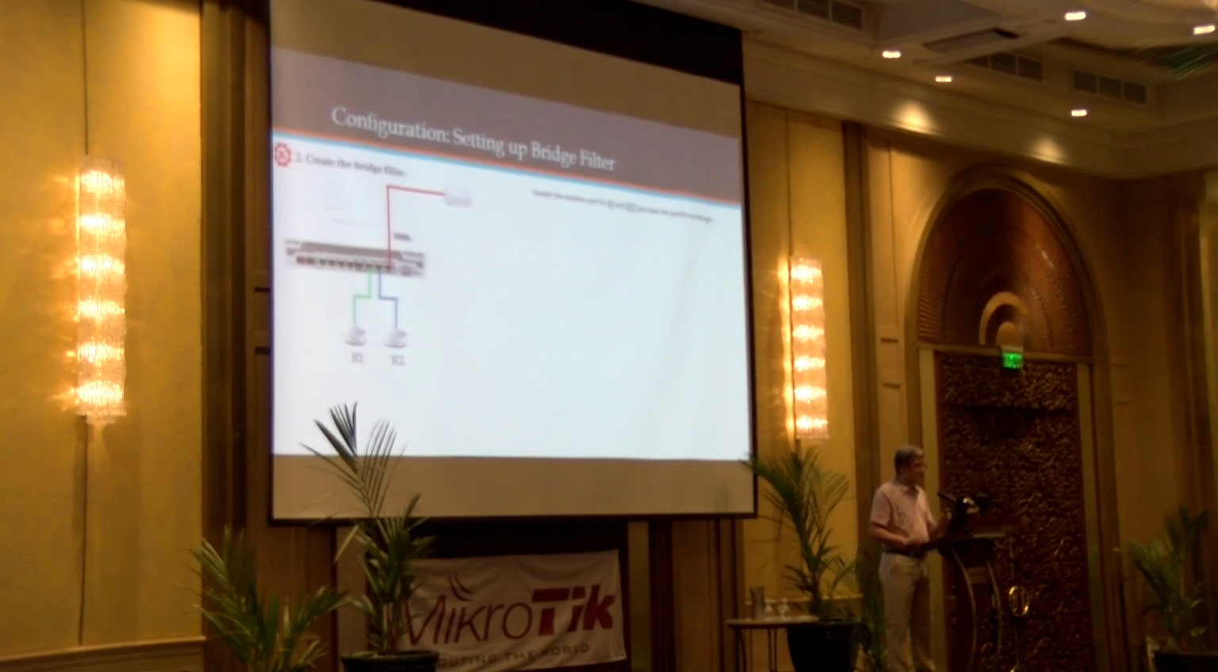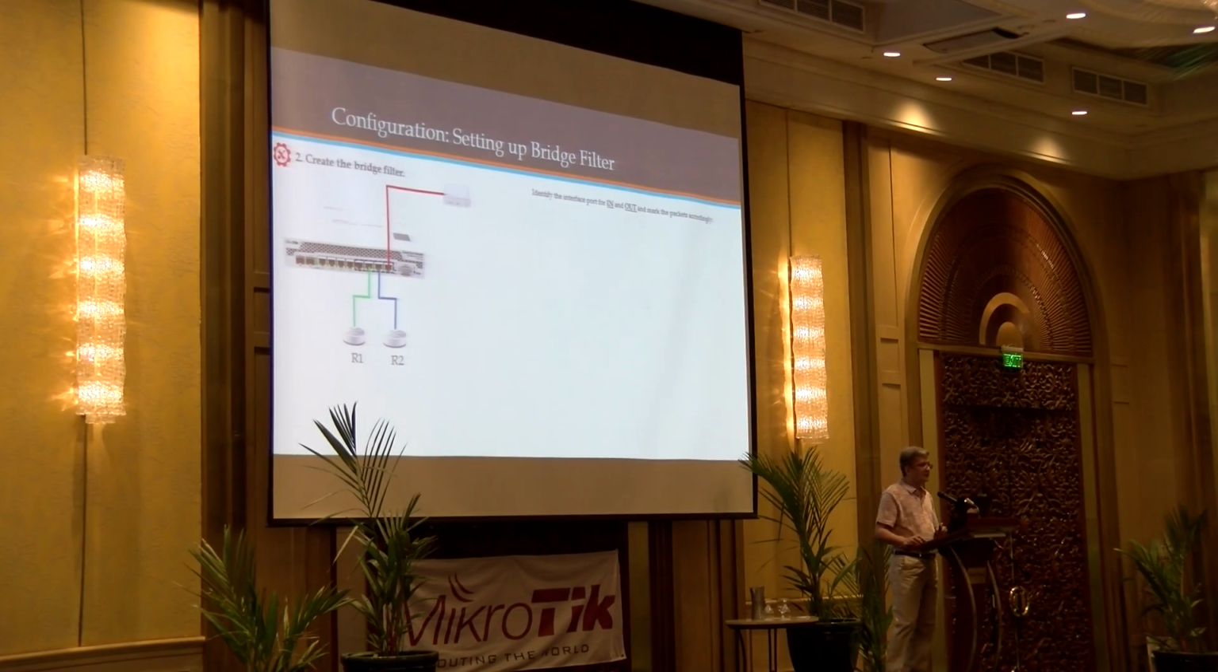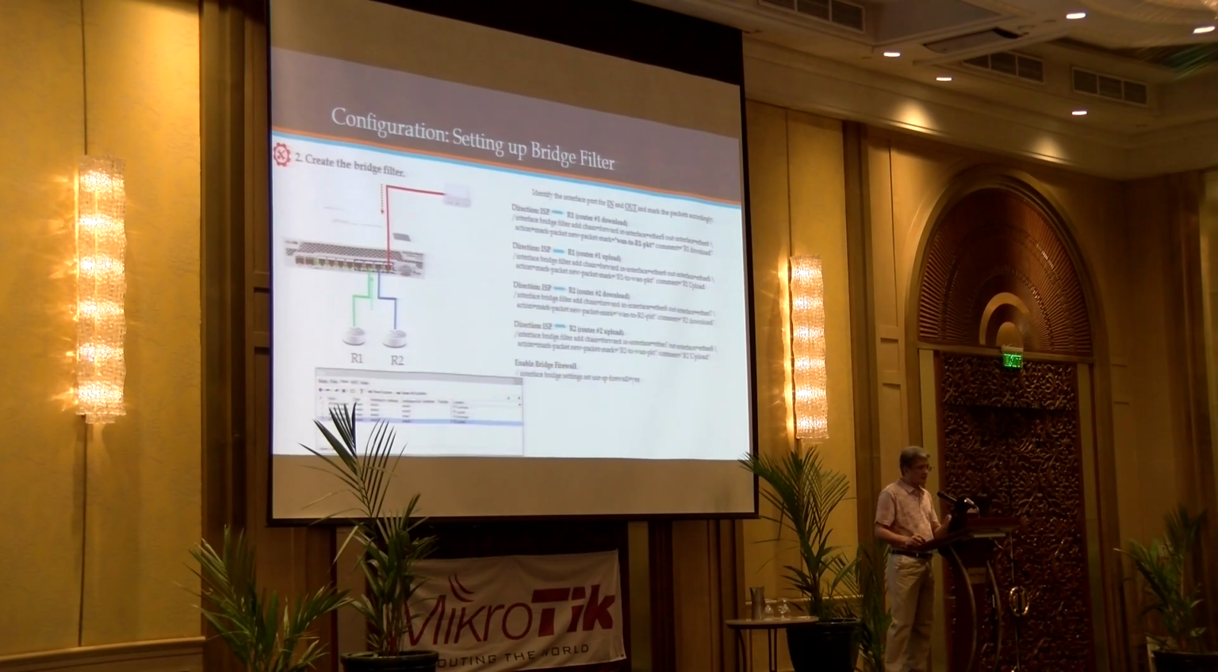Now, next is to create the bridge filter. What we need to do here is identify the in and out interface. So it's going to be a one-way direction only, and we must be very, very particular about this. All right? So the direction is from ISP to router 1, and that is a command. You do the same thing with the upload part, all right? And you do the rest with R2.